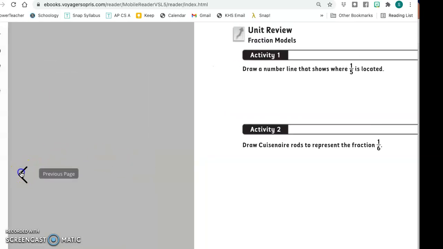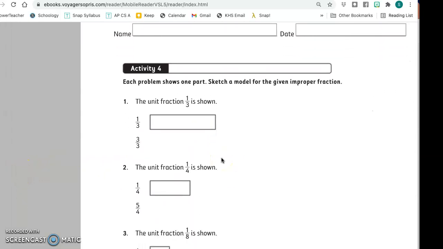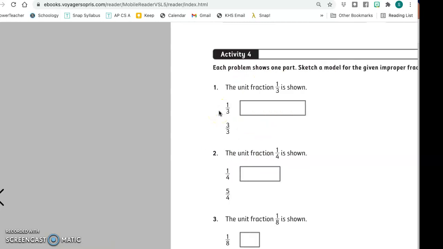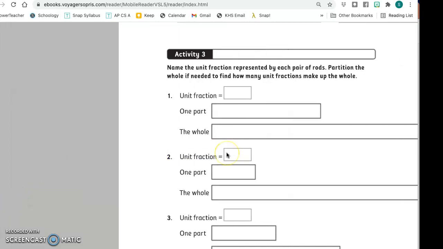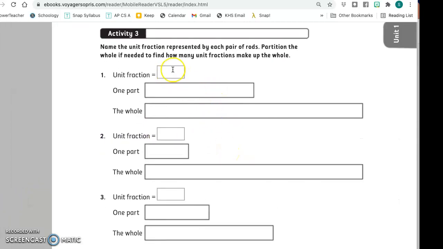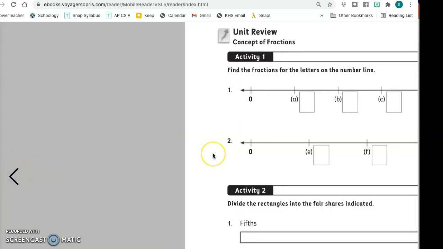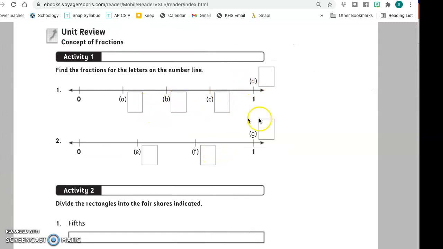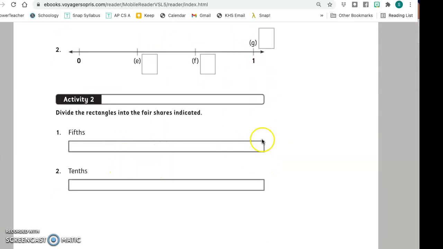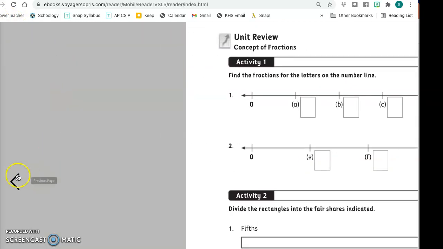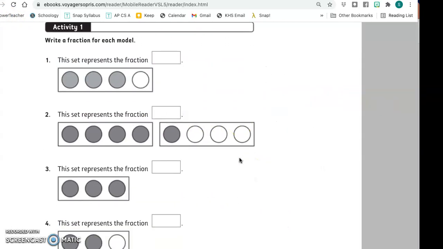Quiz and error rods, we did that. Here we showed the model for the improper fractions. Here we showed what the unit fraction was given the model. And here we showed where the numbers were for our fractions, and we split up our wholes into fair shares. I think you guys got this. All right, and this was our skills maintenance.